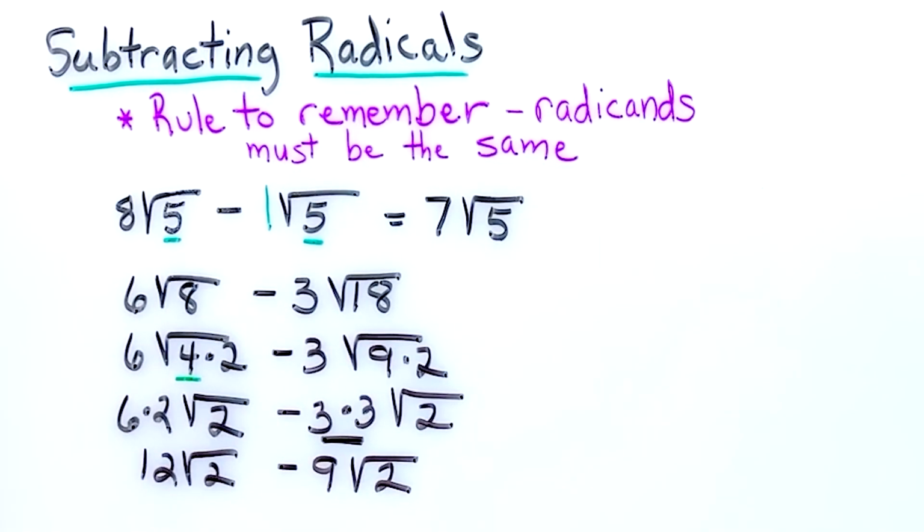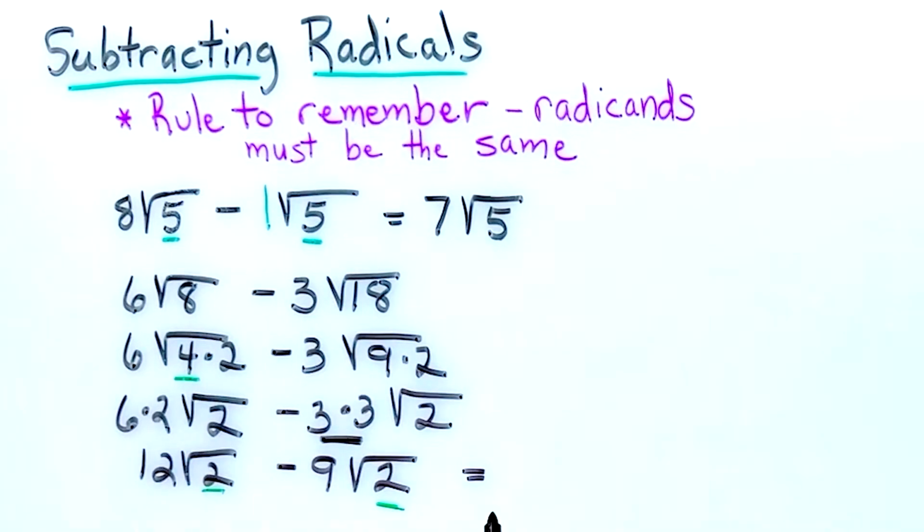Finally, we see that our radicands are the same, and then we just subtract the coefficients. So 12 minus 9 is 3 square roots of 2.